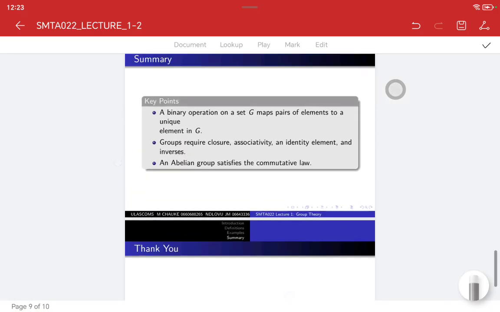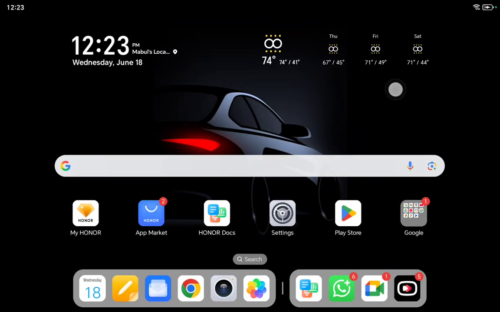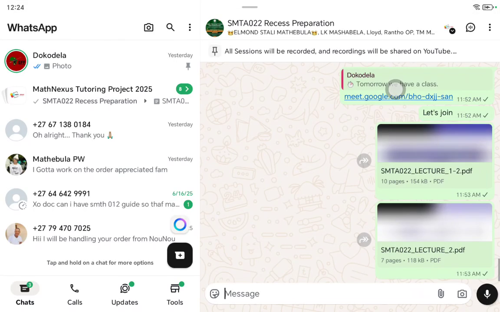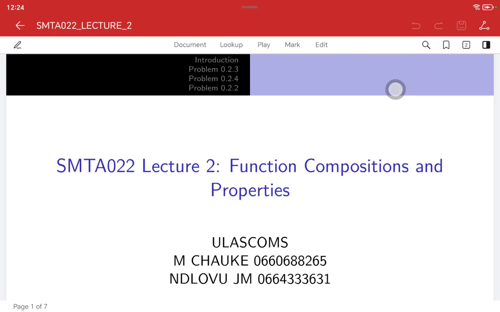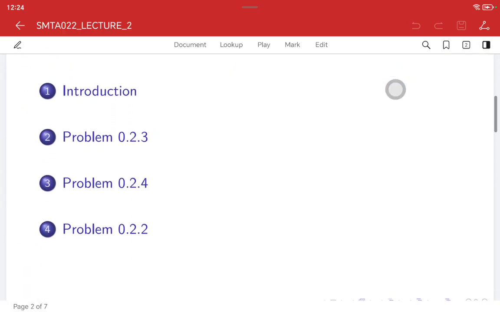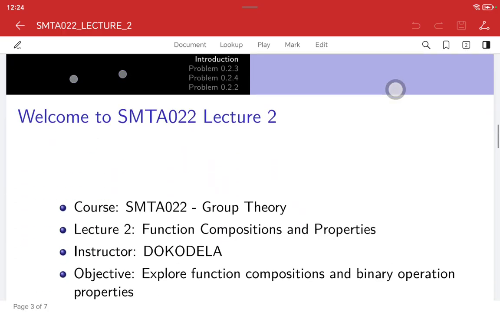Then let's look at the second slide, right? We can look at the second slide, then we'll look at some problems there. On the second slide, we're going to be looking at function compositions and properties. Not necessarily that, but we're going to be focusing on doing the exercises we have here, based on what we did. So we have the first problem, 0.2.3. I took this from the guide.